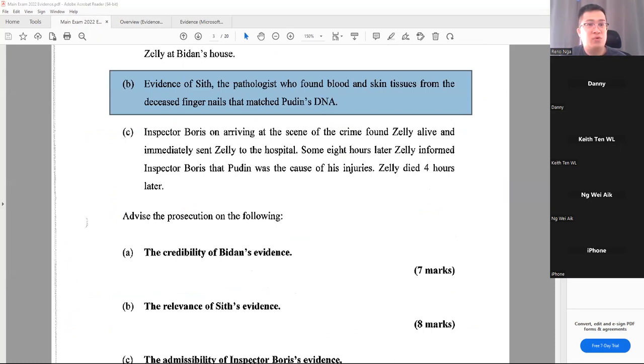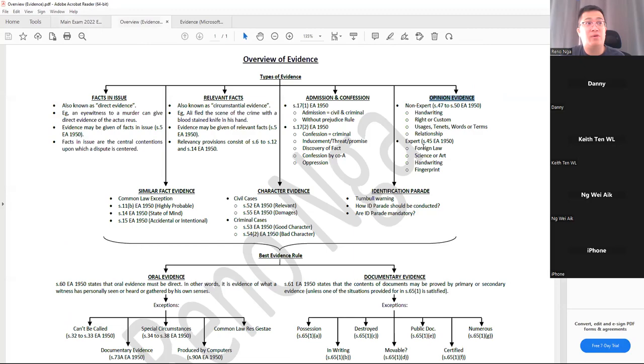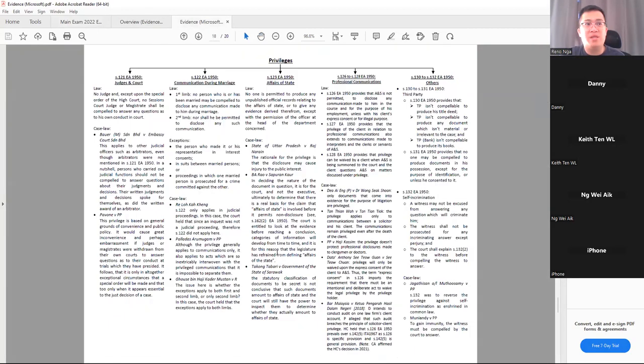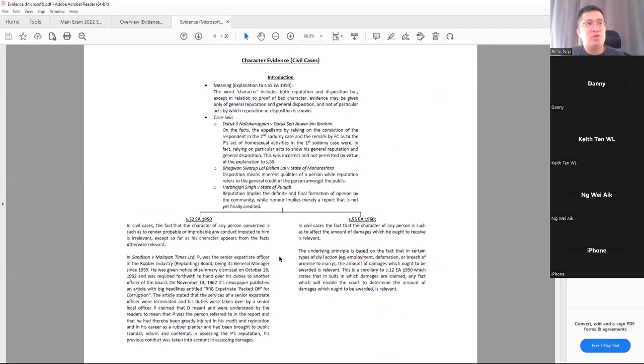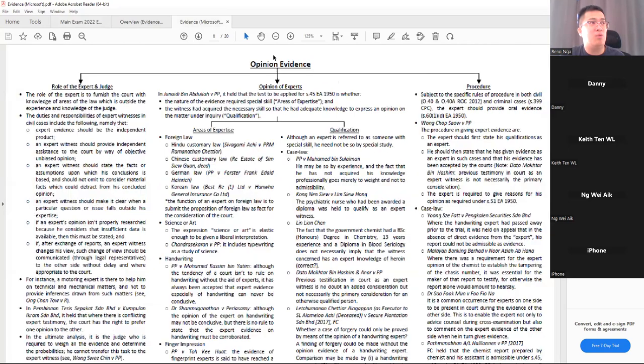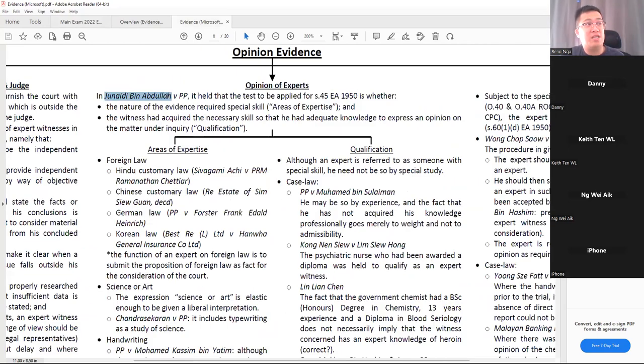So if you want to answer section 45, which is the opinion evidence, I personally don't think so. It's because it's only worth 8 marks, if you want to discuss all the opinion evidence, which is section 45 and this 290 case. What is this? Let me just briefly tell you. To determine whether an evidence is opinion evidence or not, we need to satisfy two requirements. Number one, the nature of the evidence requires special skill. For example, pathology, and also fingerprint, DNA. Yes, this is a special skill. Number two, the witness has acquired the necessary skill, or we call qualifications.